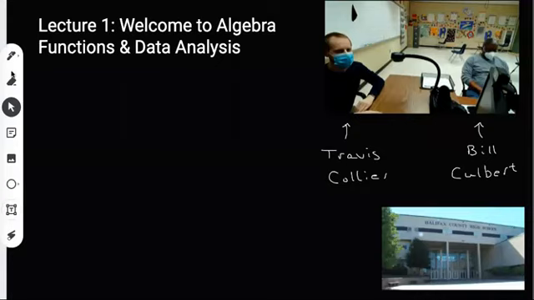My name is Travis Collier. I'll be teaching this class with Coach Bill Colbert. He's right there on the right in this picture. And we'll be teaching this class together this year.